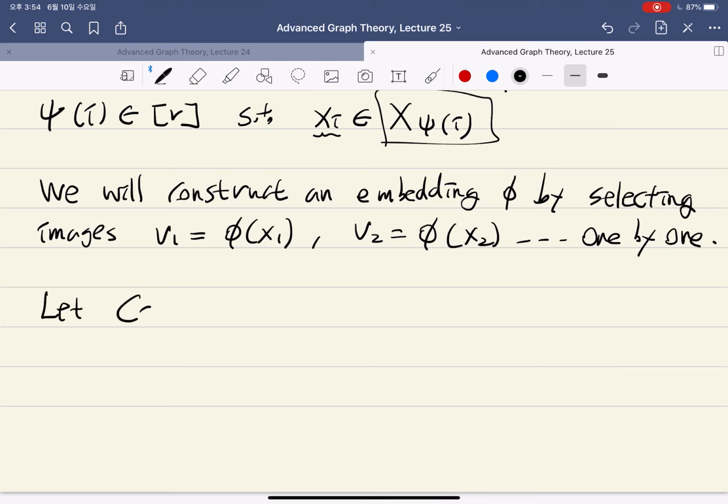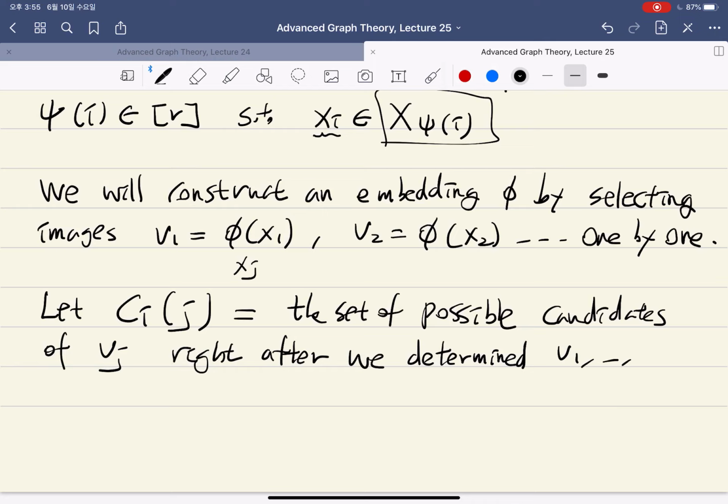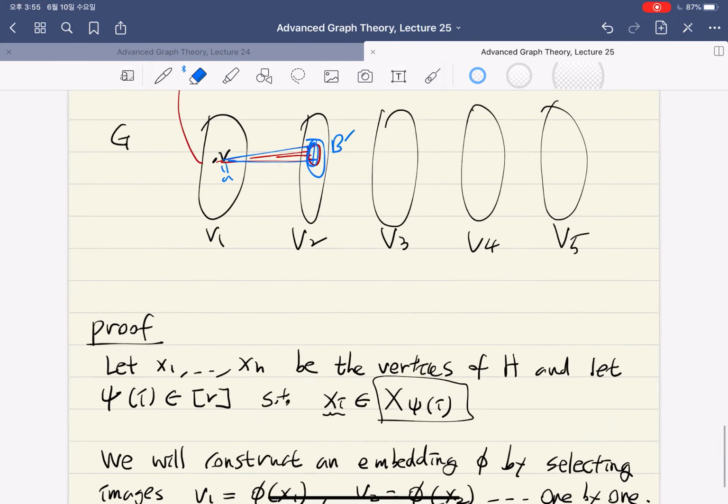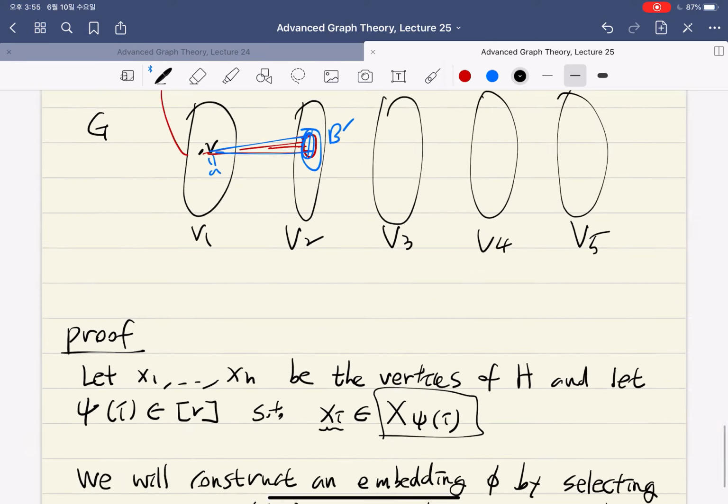And let C_{i,j} be the set of possible candidates of v_j, meaning that x_j can be embedded to here at the time right after we have determined v_1 to v_{i-1}. So we want to embed x_i now.